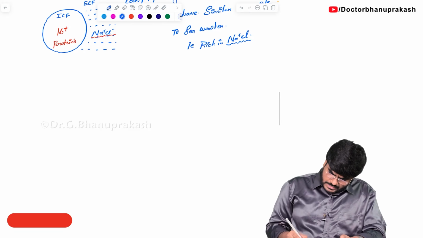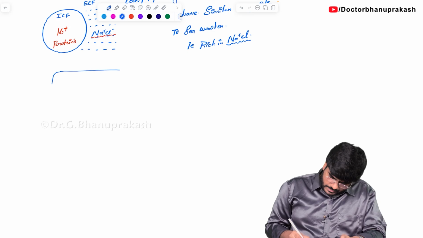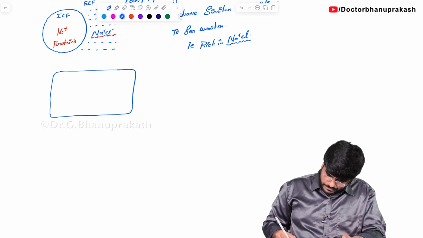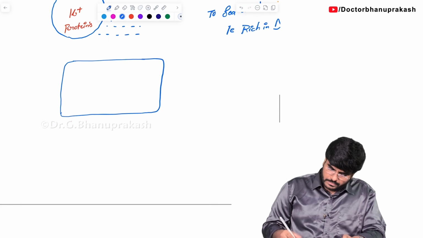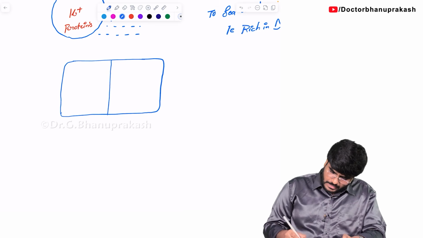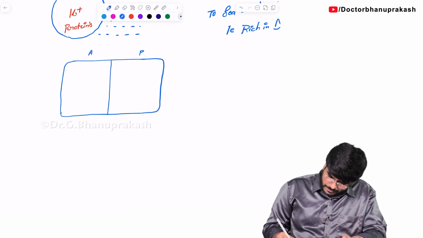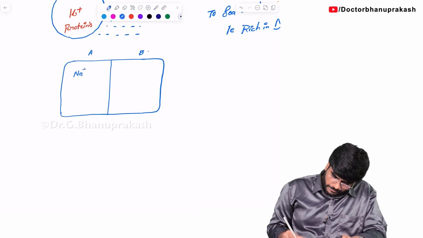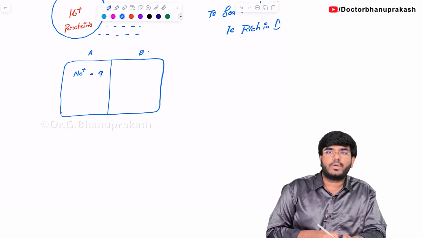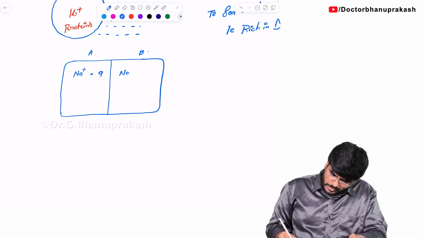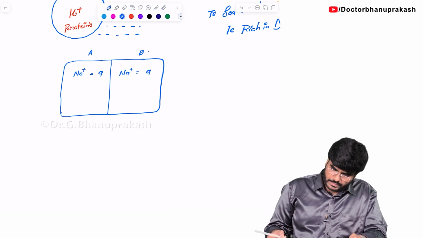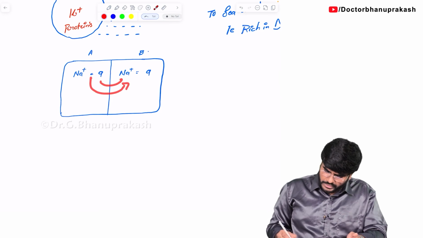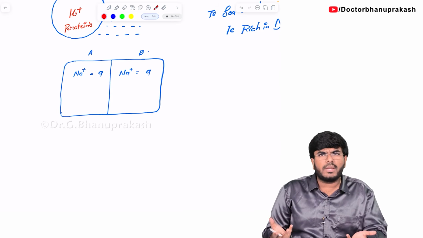Students, for this, let me take two compartments. Here I am taking two compartments, let's say compartment number A and compartment number B. Now I am going to keep sodium. How many ions of sodium? Let's say 9 sodium ions. Here also I am keeping 9 sodium ions. Okay, 9 sodium ions equally distributed. So tell me, will there be any further movement of the sodium from here to here or here to here? No, because they are equally distributed. There is not going to be net movement.